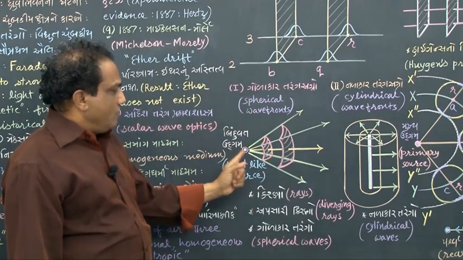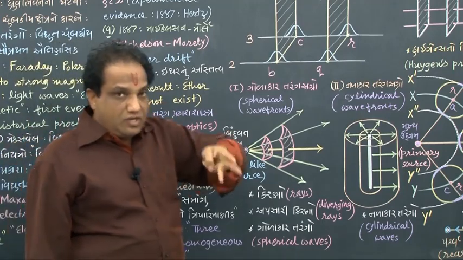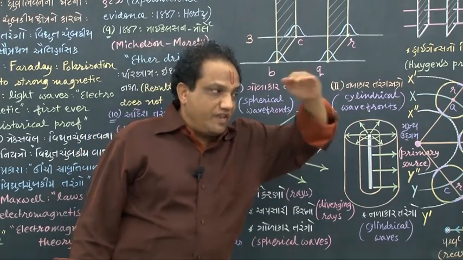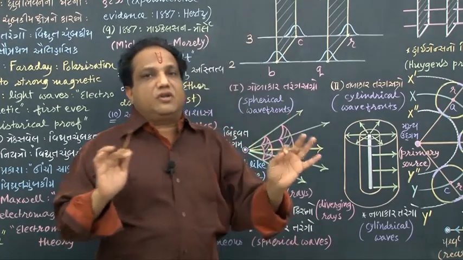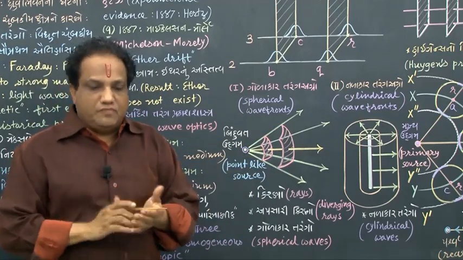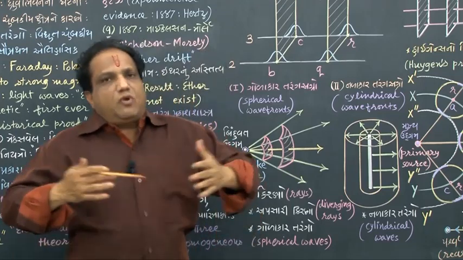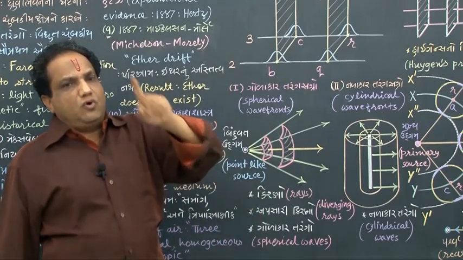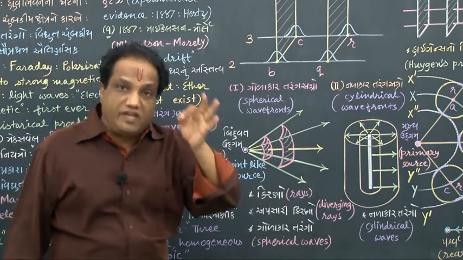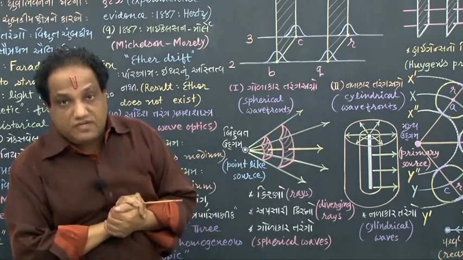I repeat, wavefronts emitted from a point-like source and then propagating in a three-dimensional homogeneous isotropic medium are found to be having spherical shape, and hence they are called spherical wavefronts.